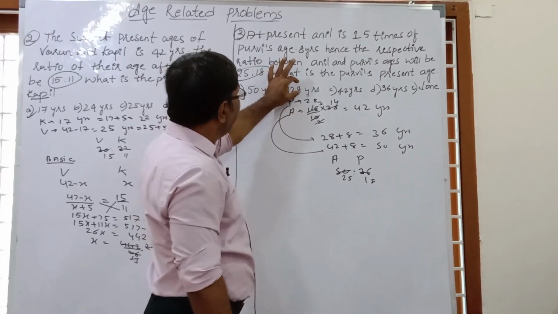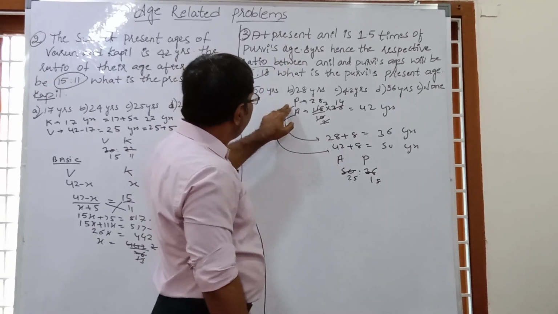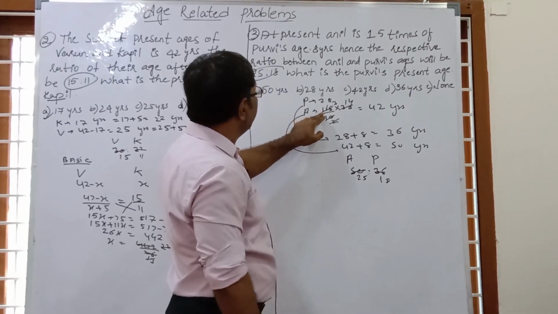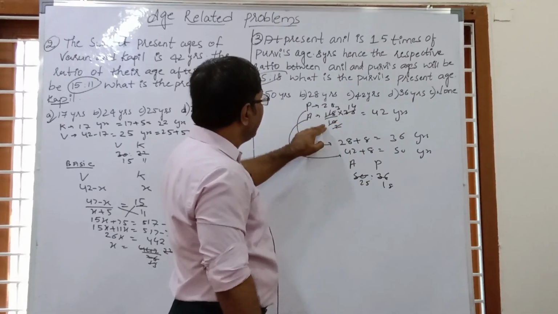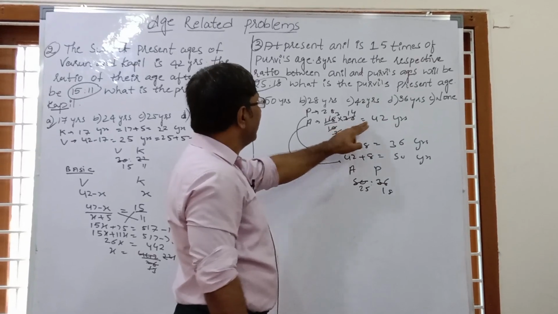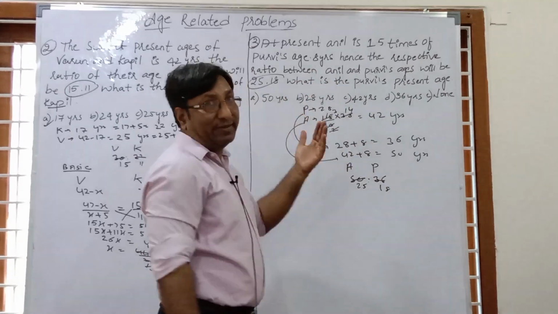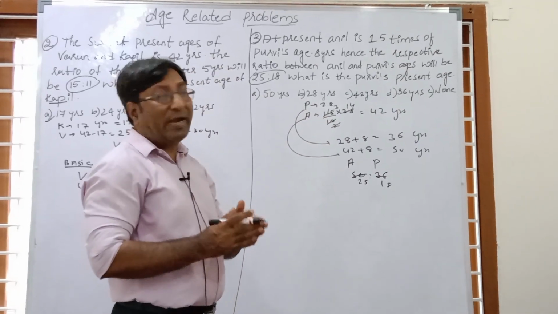If we take 28, then Purvi's age is 28 and Anil's age will be 1.5 times 28. So 15 by 10 into 28. So this will give 42 years. Now the question is that 8 years hence, so 8 years hence we have to add 8.